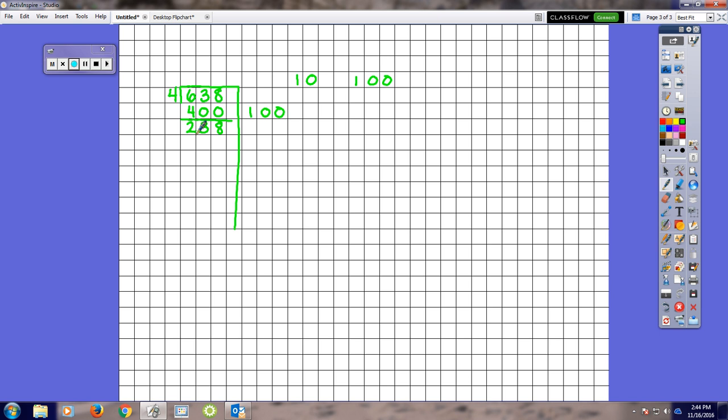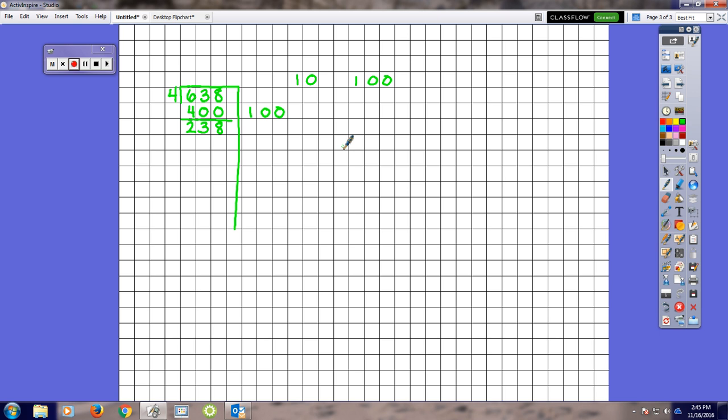So now I think about it again. Well, I can't do the 100 again, because just like with that 5, it's going to be too much. Because 4 times 100 is 400, and that's a lot bigger than 238. I need to stay below 238. So I got to work with my tens. So now I'm thinking, okay, 238, I'm going to use my compatible numbers.